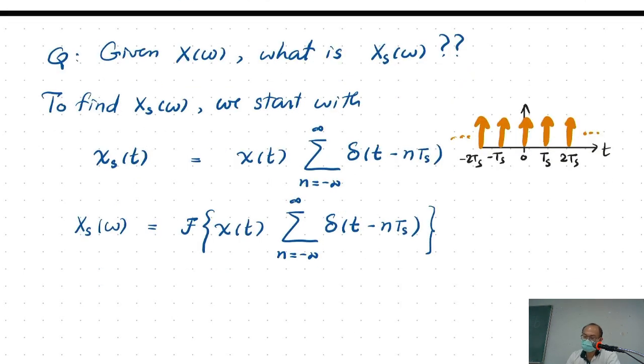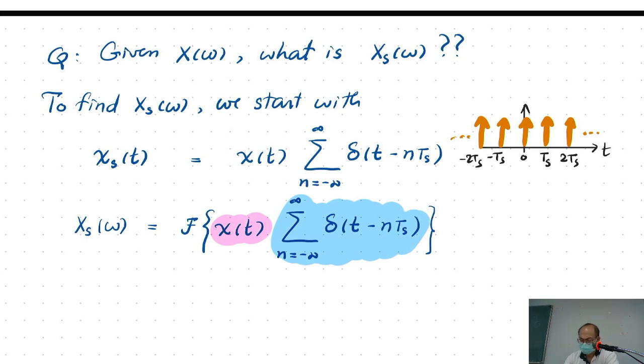Now, this is just the product of two signals, right? This is just the product of the two signals. Let me highlight it. The first term is x(t), and the other term is this impulse train. So it is a product of these two functions.